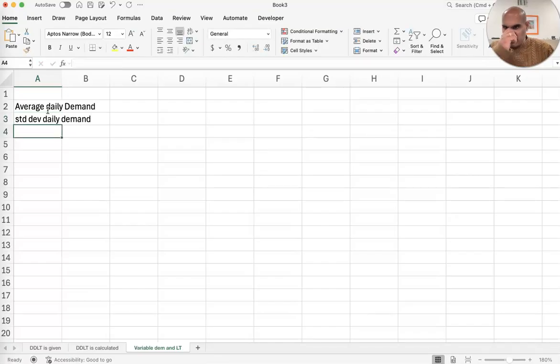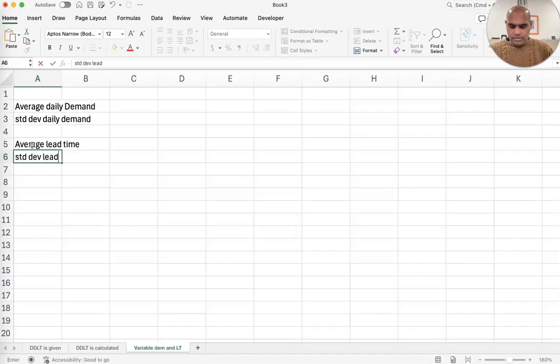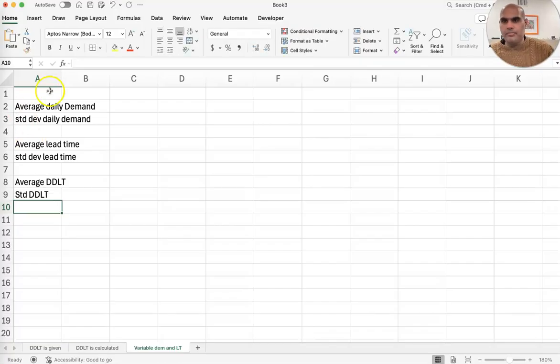Right? Then you have average lead time, standard deviation of lead time. Right? So using this, we calculate average demand during lead time and standard deviation of demand during lead time. So remember, DDLT means demand during lead time, right?